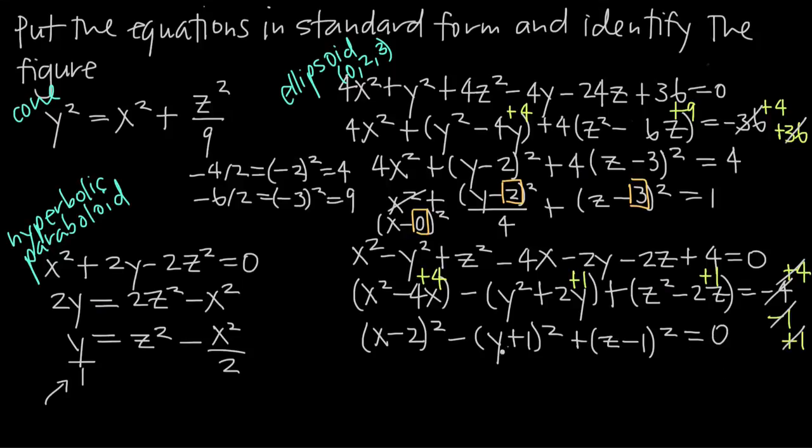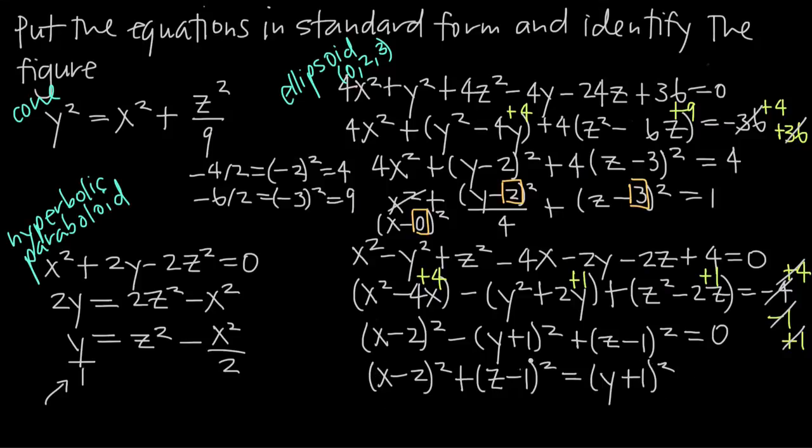When we're dealing with standard form, we usually want to get all of our signs positive if we can. If we were to add this quantity (y plus 1) squared to both sides, we would cancel it over here, and we would end up with a positive quantity (y plus 1) squared over on the right-hand side. So let's go ahead and do that. What we'll end up with is (x minus 2) quantity squared plus (z minus 1) quantity squared is equal to (y plus 1) quantity squared. So now everything is positive.